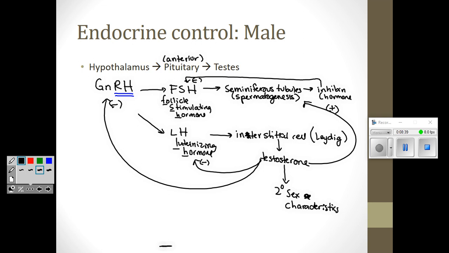So it would be important for you to be able to fill in a missing piece in this pathway. If I said the hypothalamus makes GnRH, which stimulates something, which stimulates spermatogenesis, you should be able to fill in the blank that it's FSH that's doing that. You should be able to associate LH with the production of testosterone.